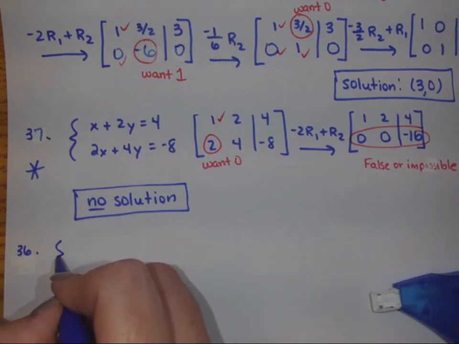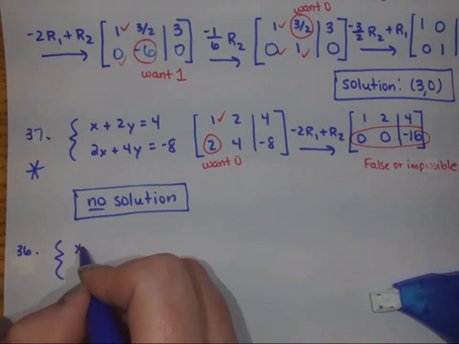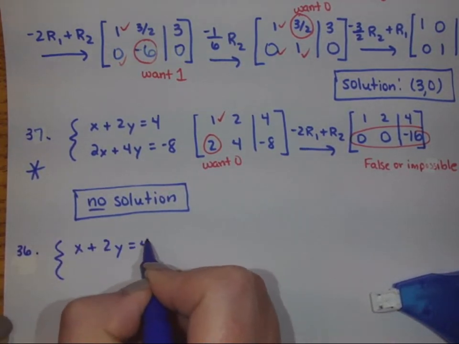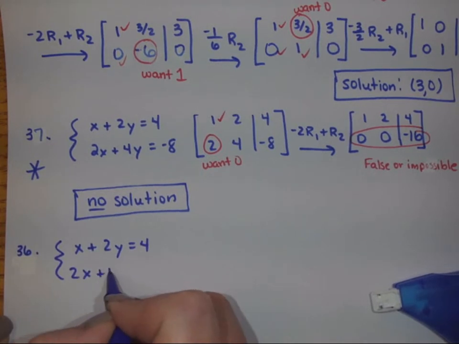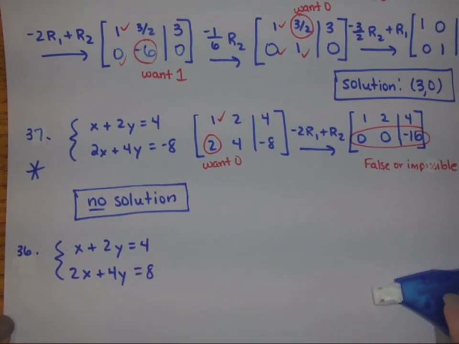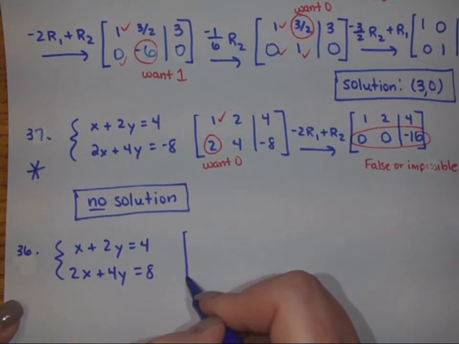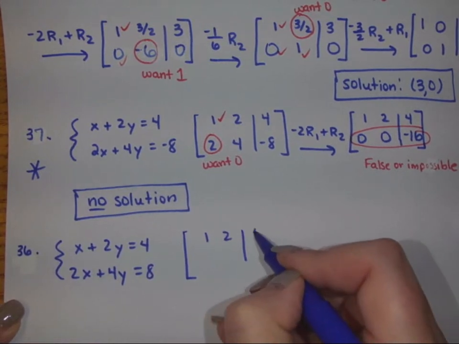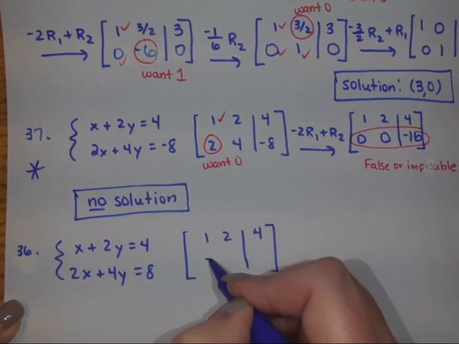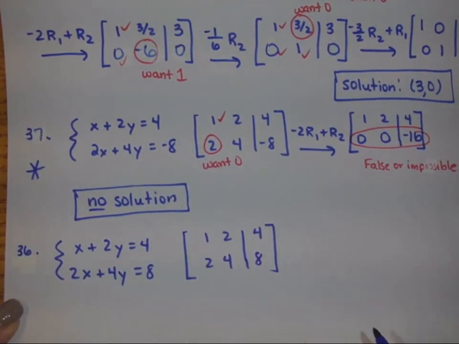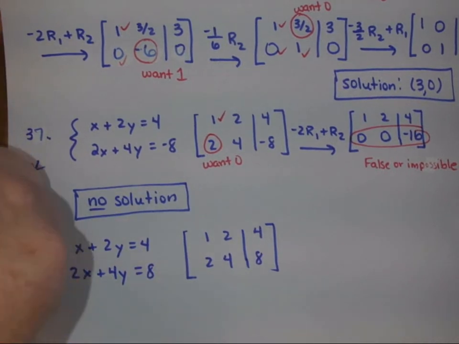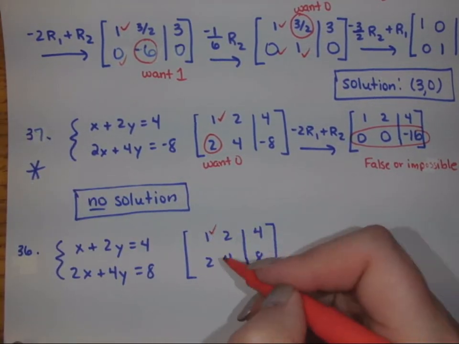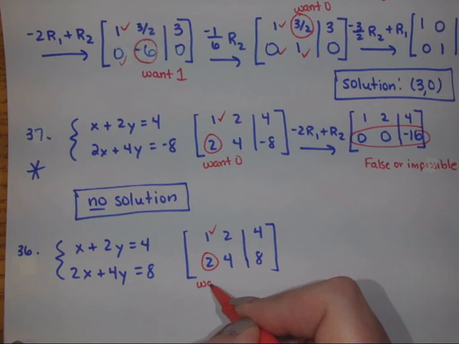These were so close that I just got them mixed up, honestly. So x plus 2y equals 4, and 2x plus 4y equals 8. So let's write this one as a matrix. So 1, 2, 4, and 2, 4, 8. Okay, so just like before, notice that the 1 is a freebie. We really want a 0 here.